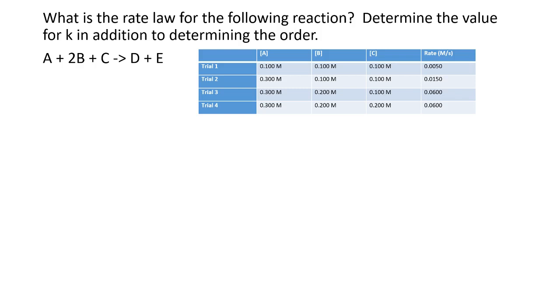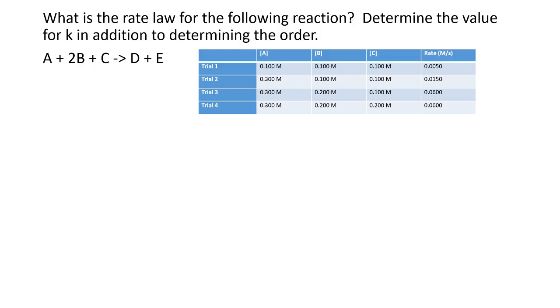So now, let's look at rate order, which really is one of the primary things we're doing in this chapter. So we're going to do 2 practice problems with rate order. So we'll do this one first. So here we're asked for what is the rate law. We're specifically told to determine the value for K in addition to determining the order. So we're not asked for just the general rate law where we don't have to worry about solving for K sometimes. Here we're asked to solve for K in addition to finding all the orders.